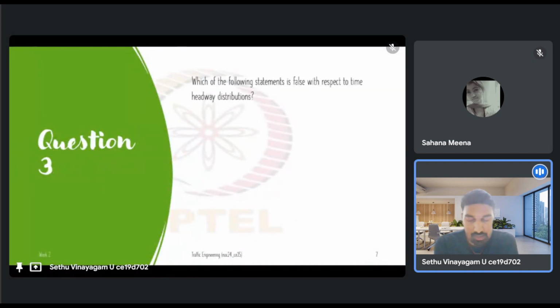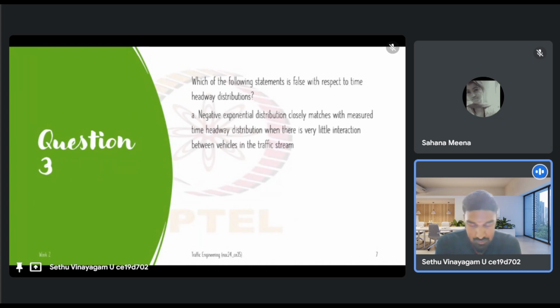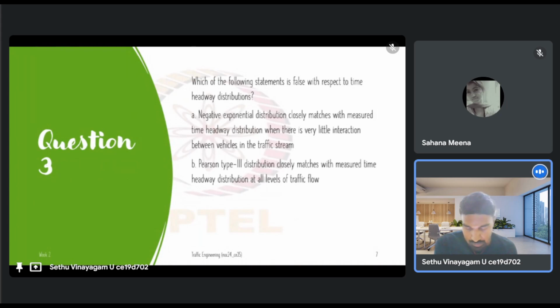Okay, question number 3 is, which of the following statements is false with respect to the time headway distributions? A: negative exponential distribution closely matches with measured time headway distribution when there is little interaction between vehicles in the traffic stream. B: Pearson type 3 distribution closely matches with measured time headway distribution at all levels of traffic flow. And C: normal distribution closely matches with measured travel time at near flow capacity conditions.